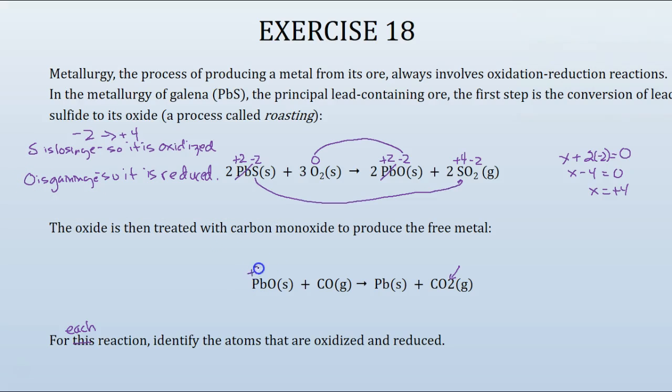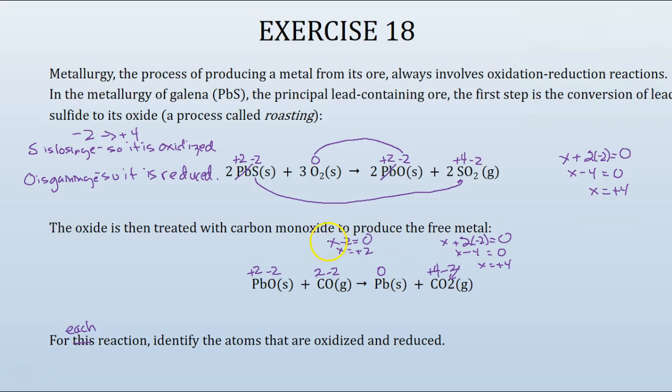We have Pb with a 2+ charge, O with a 2- charge. We have O with a 2- charge, which means the C, in this case, remember, 0 is equal to -2 plus X, so X is equal to +2. So we have a +2 C. We have a 0 Pb. We have a -2 O, and this time there are 2 of them, so 2 times -2 plus an X. X minus 4 is equal to 0, so X is equal to +4. So this C is a +4.